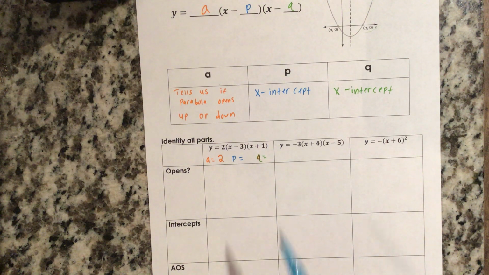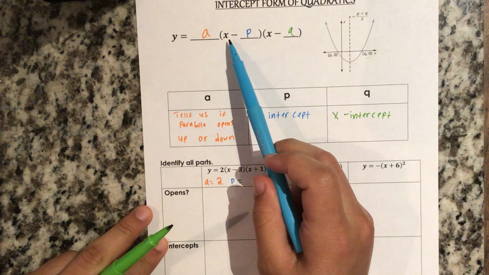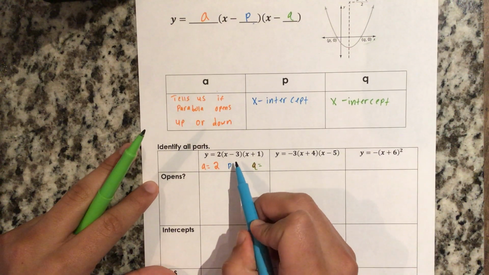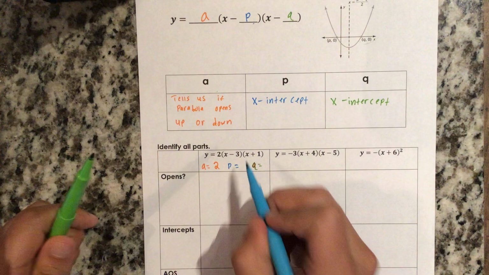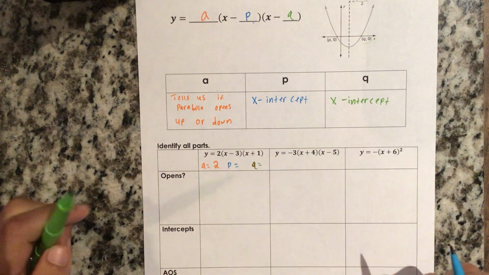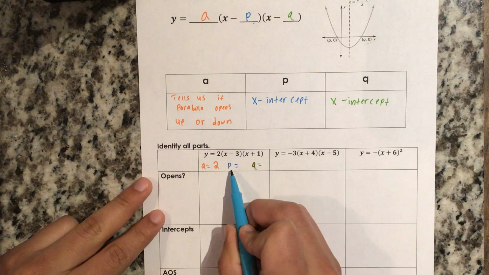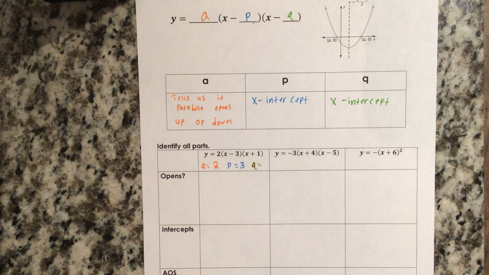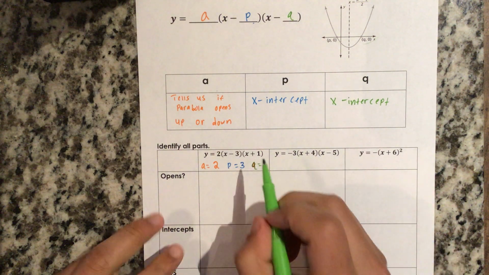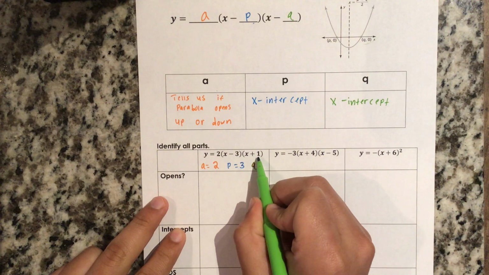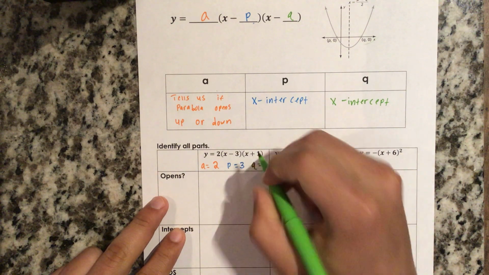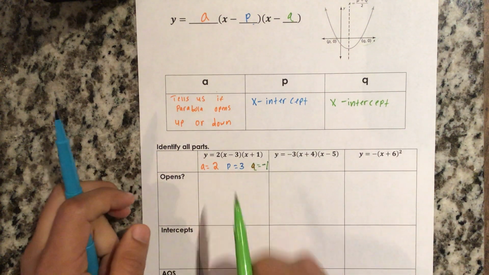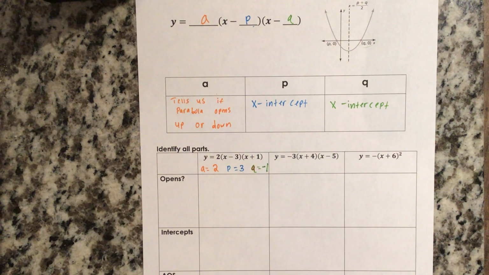This is where it gets a little tricky. In the general equation, I have x minus p. You might think that p is -3, but it's not. It's the opposite sign of what's in here. So if I have x minus 3, p is going to be +3. The same thing applies here. If I have x plus 1, the opposite sign of +1 is -1. So my a is 2, my p is 3, my q is -1.